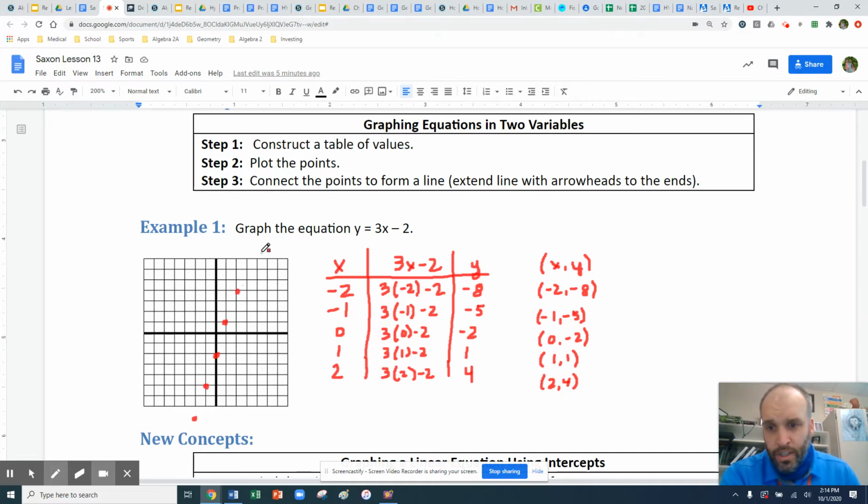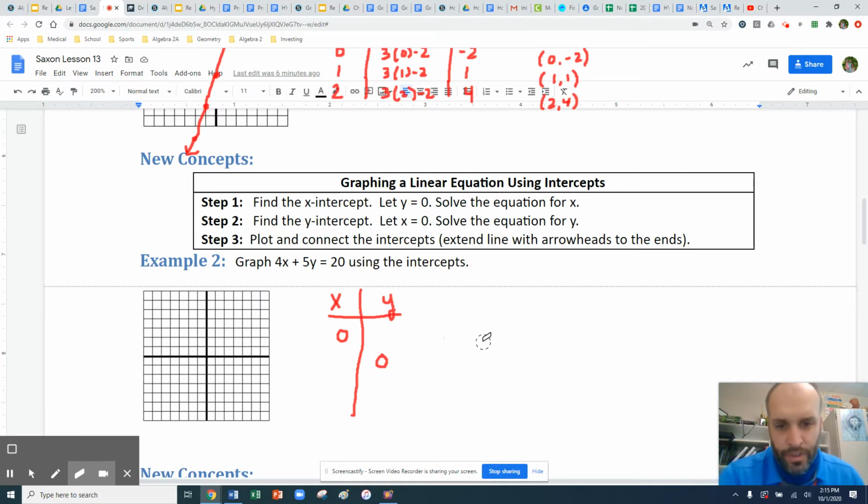After we get them all, we're going to connect a line. We'll see how well I can do that. It's kind of hard with my setup, but there would be our linear equation more or less. And we'll connect it with arrows to show that those solutions do go beyond -2 to 2. We'll have infinite amounts of solutions for this particular linear equation. So there's an example of how to graph using a table of values.